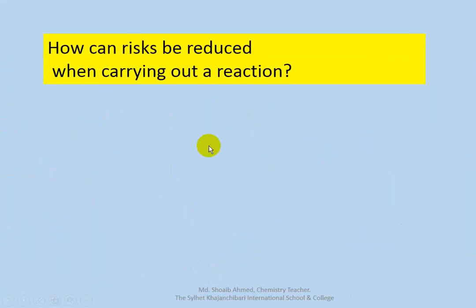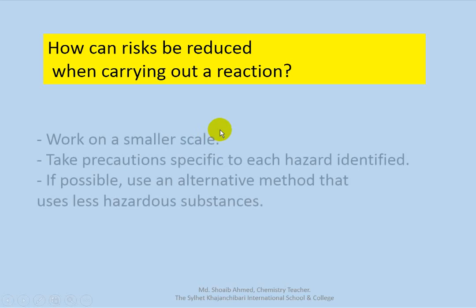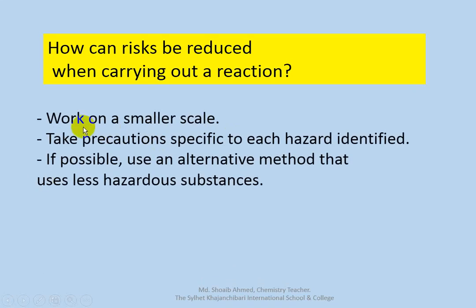How can risks be reduced when carrying out a reaction? Okay, work on a smaller scale. You take a small number of chemicals, and you can reduce risks. If you use, say, hydrochloric acid or benzene, you will take a small amount. So you take a smaller scale and take precautions specific to each hazard identified. You take specific precautions and safety measures.